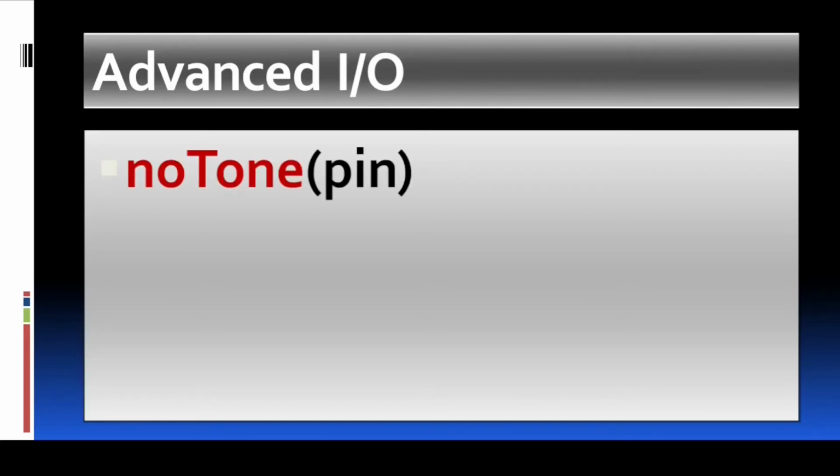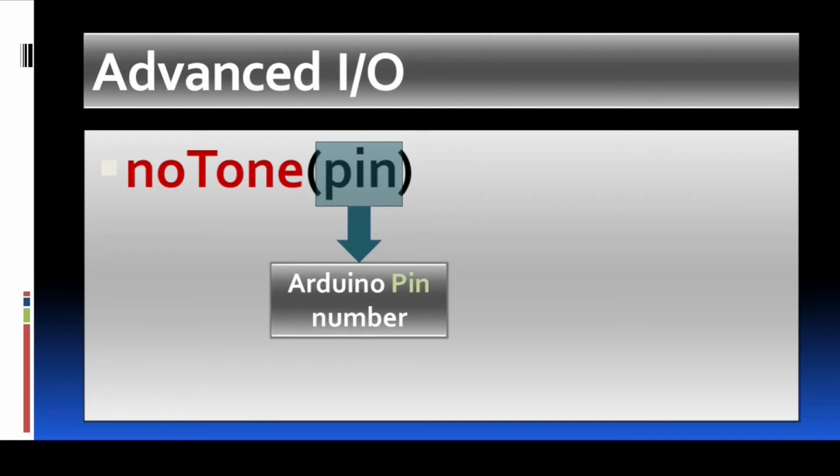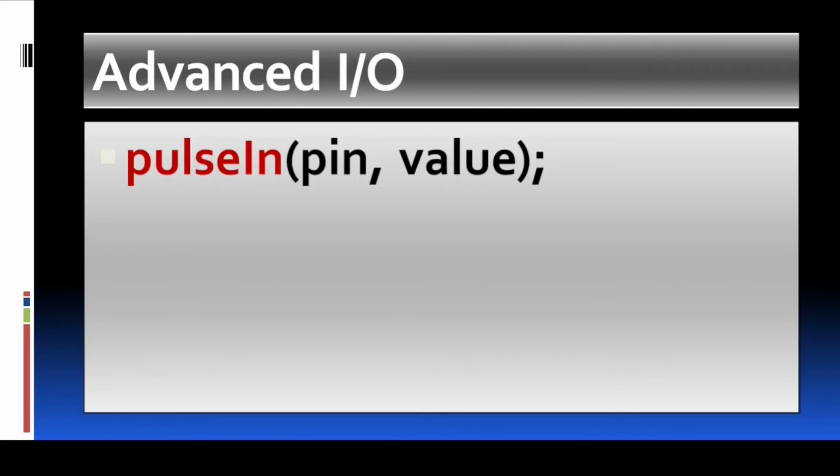Next advanced I/O function is noTone. Here you can see the syntax of noTone. This function is used to stop the generation of square wave triggered by the tone function. It has no effect if no tone is triggered. Here you can select the pin on which you use tone function. If you want to play different tones, then you need to call noTone once on a pin before calling tone on the next pin.